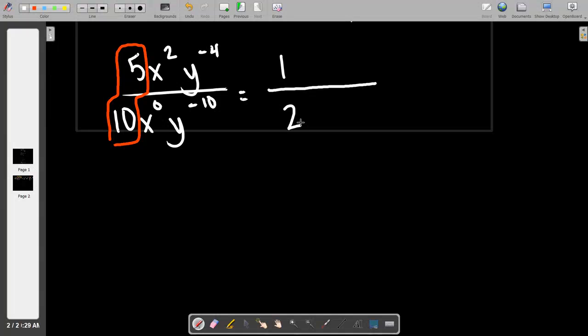Now, for the next part, this is where it gets a little rough. The x's won't be bad. The y's, we're going to have to talk. What do you think about those x's? Anything catch your eye?